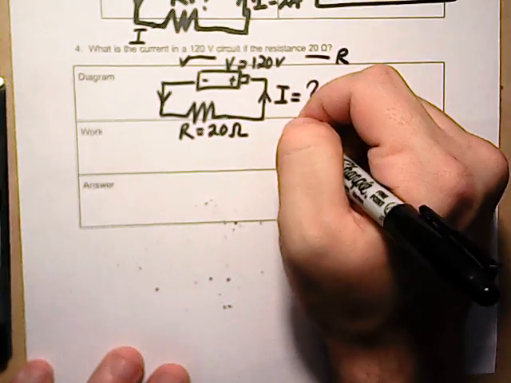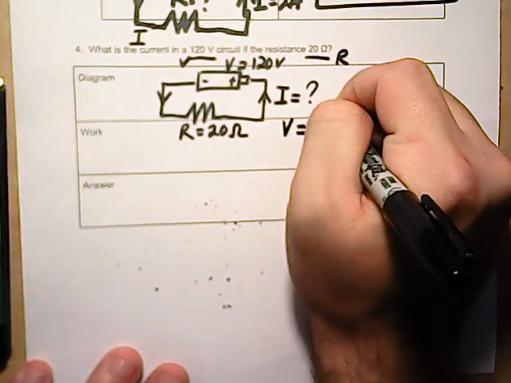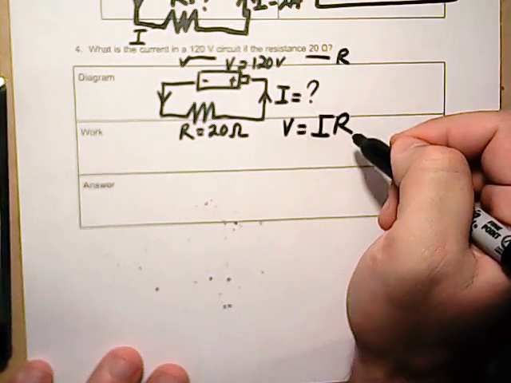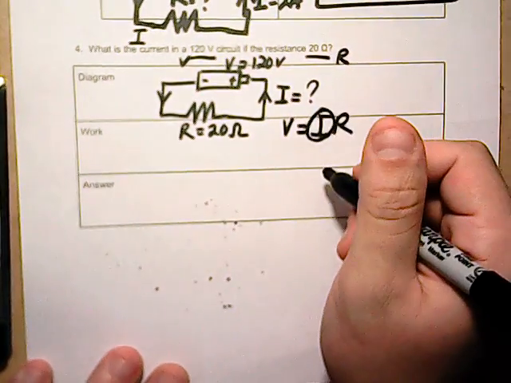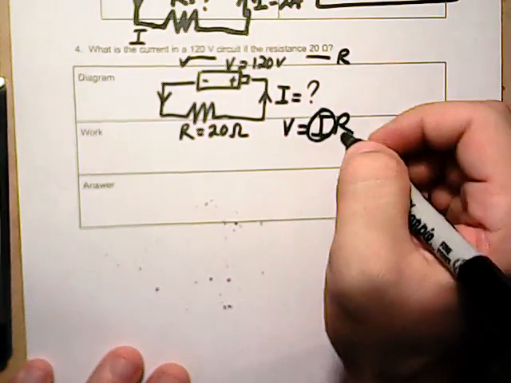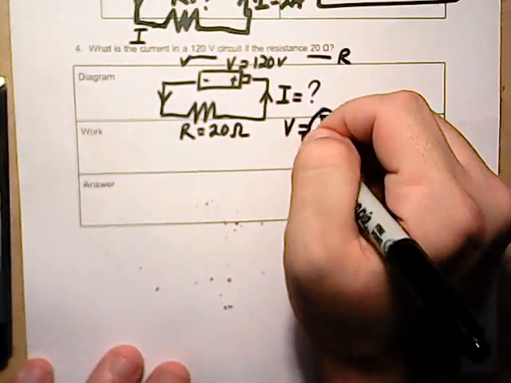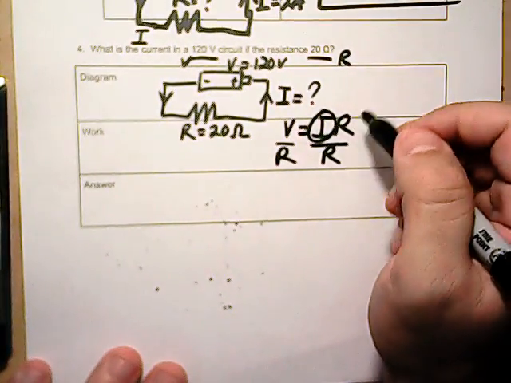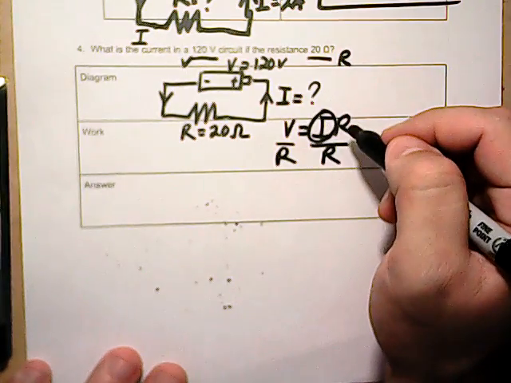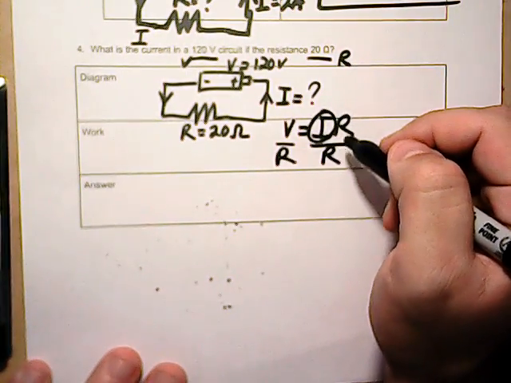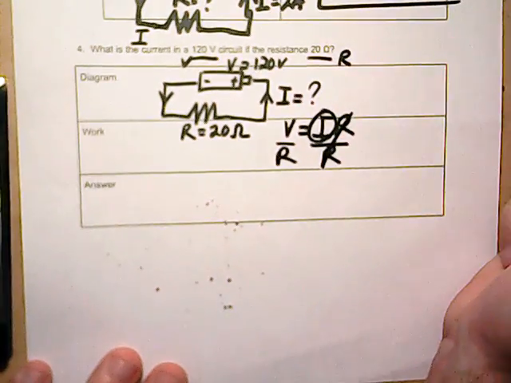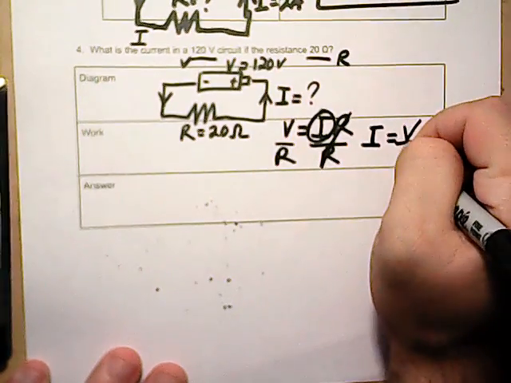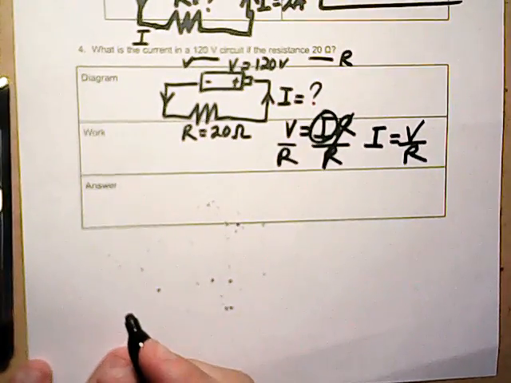Okay, to do the work, V equals IR is our equation. We know V, we know R, and we have to solve for I. So we want to get I by itself. We're going to divide both sides by R so that this cancels out. We do the opposite because it's I times R, and the opposite of multiplying by R is dividing by R. So this cancels, and we get I equals V over R. Okay, so this is our equation.